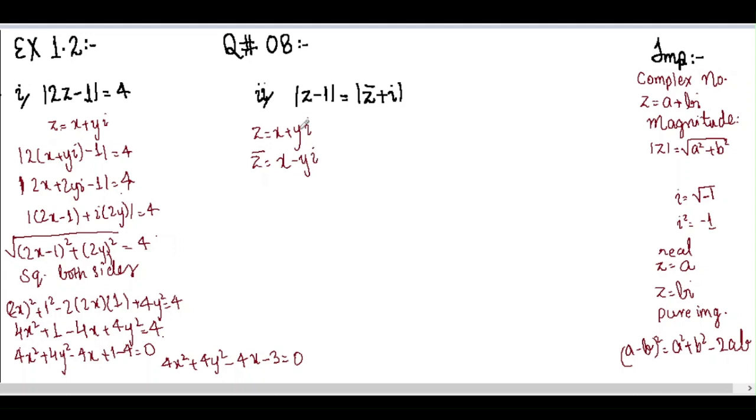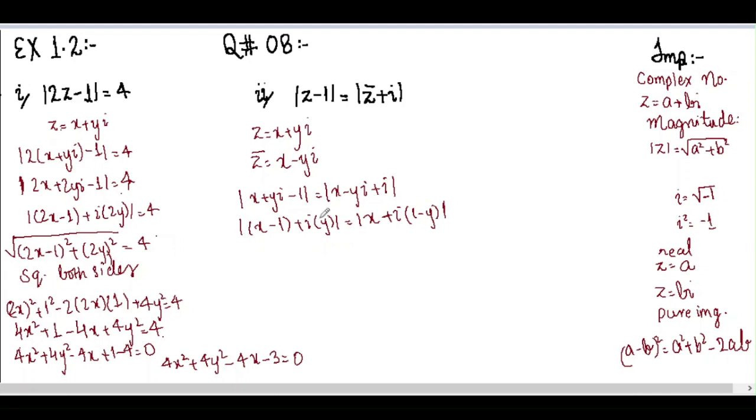Now we are going to put these values in this equation. So we get modulus of x plus y iota minus 1 equals x minus y iota plus iota. Now rearranging the real and imaginary parts, x minus 1 plus iota into y equals x is the real part plus iota into 1 minus y is the imaginary part.